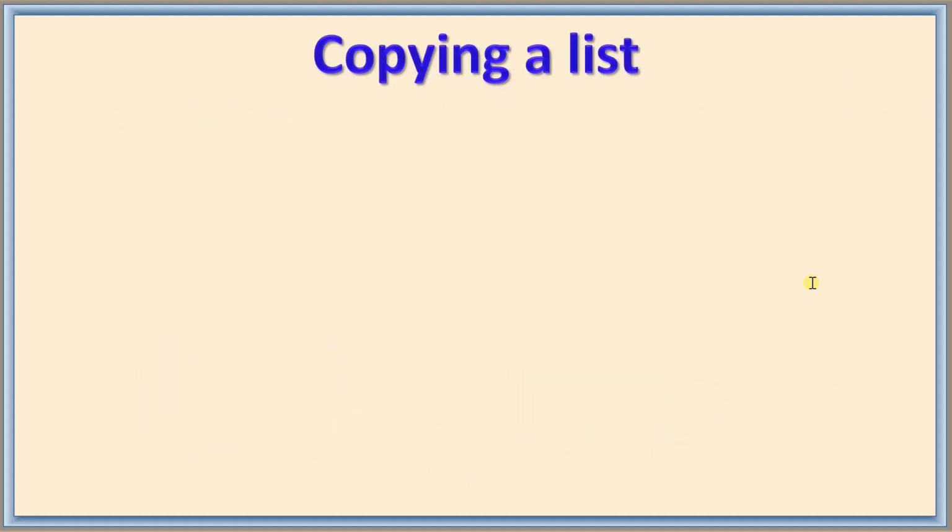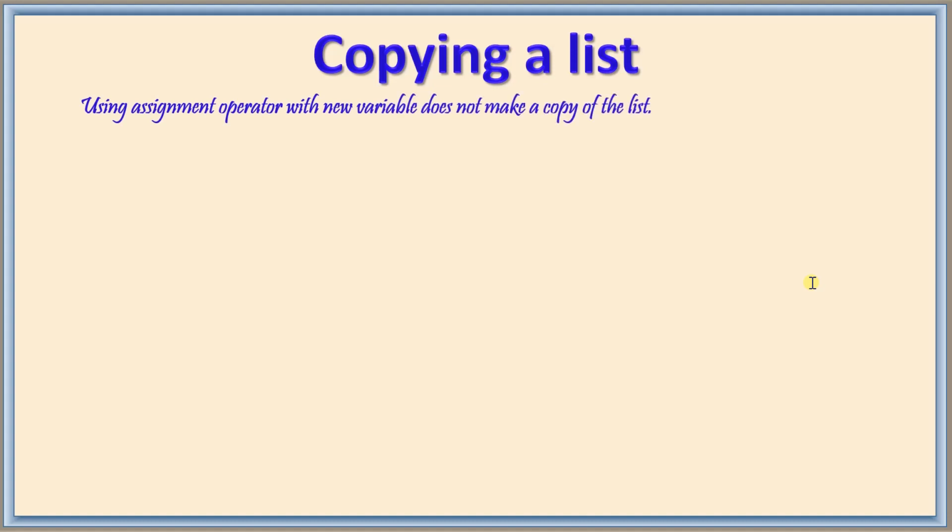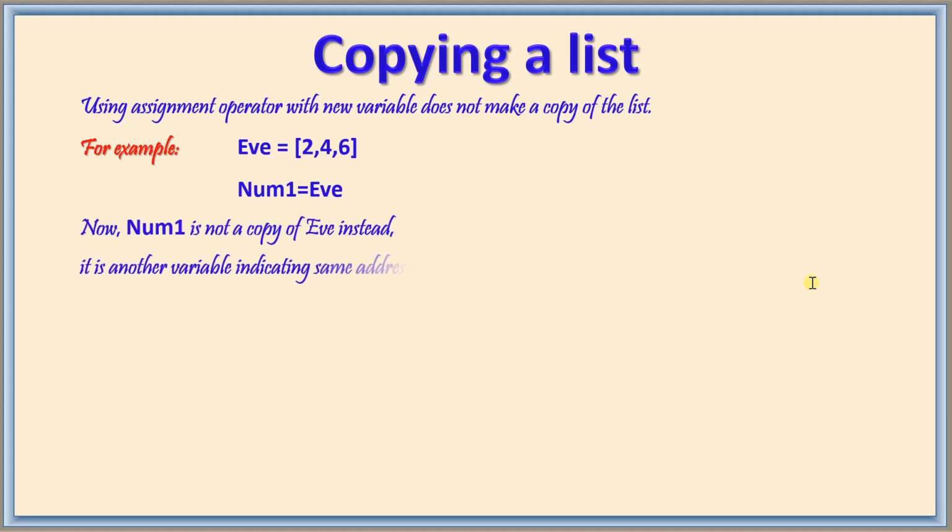Usually we used to copy a variable using another variable with assignment operator. But using assignment operator with new variable in list does not make a copy. For example, if I have a list like eve is equal to [2, 4, 6]. If I want to make another copy of this with a new variable called num1, num1 equal to eve will not make a copy of eve. Instead, here num1 becomes another variable name for the same address of the list. Let us be a little more clear with the diagram.